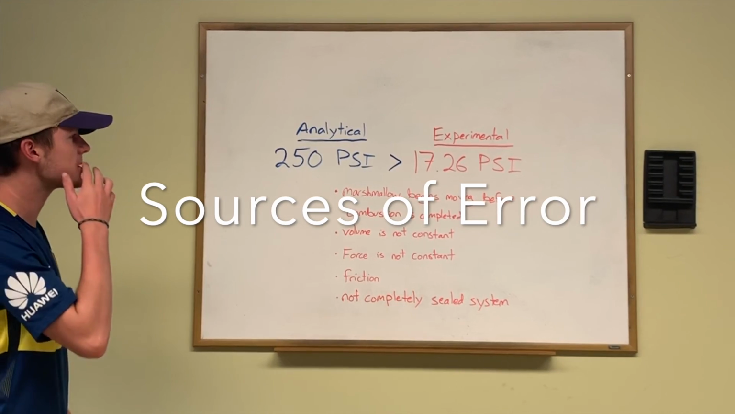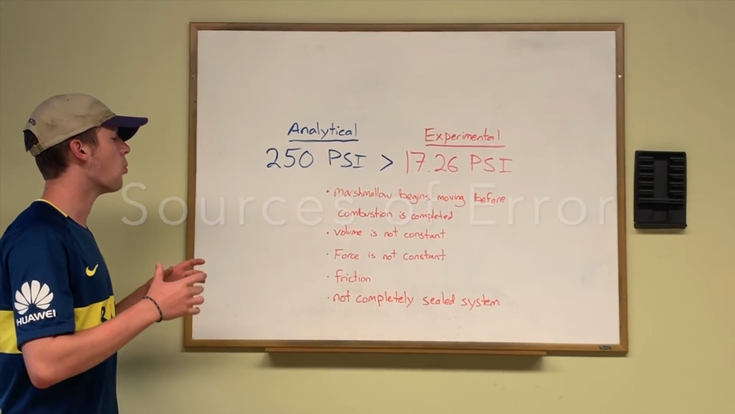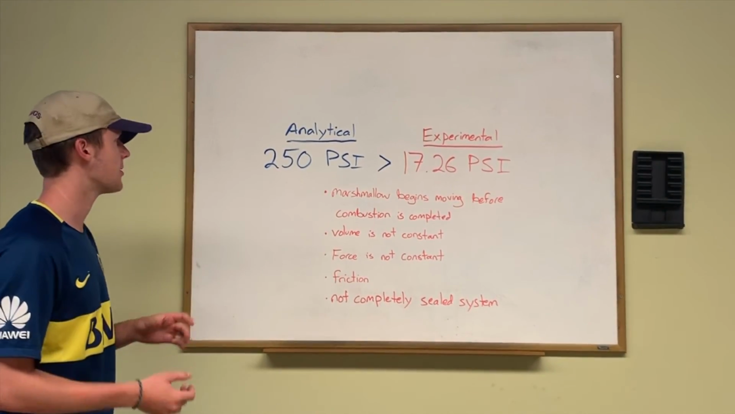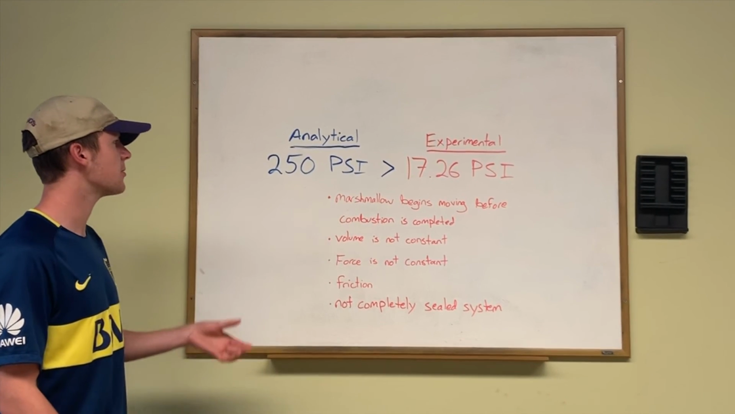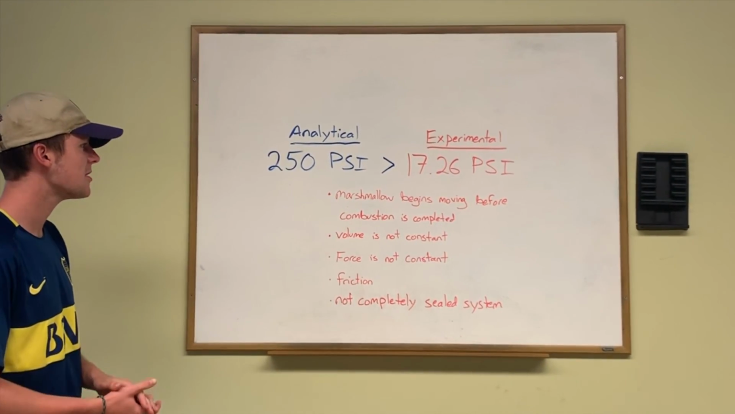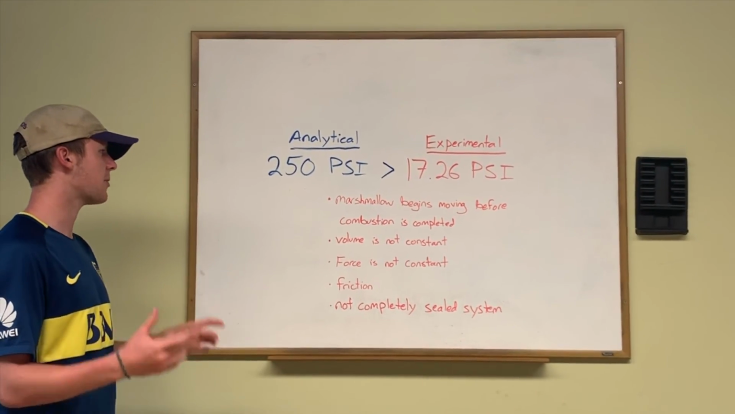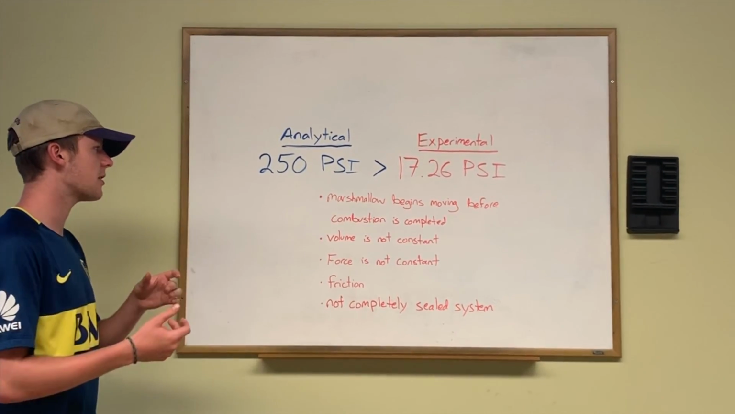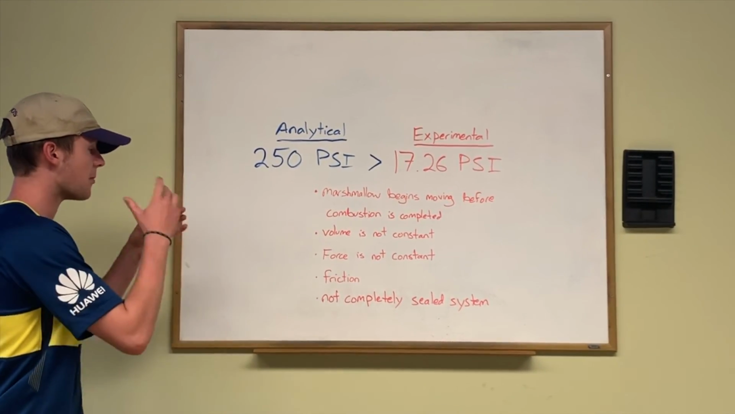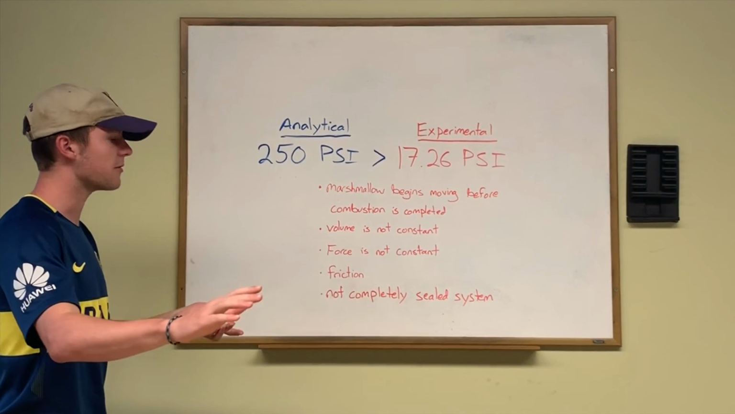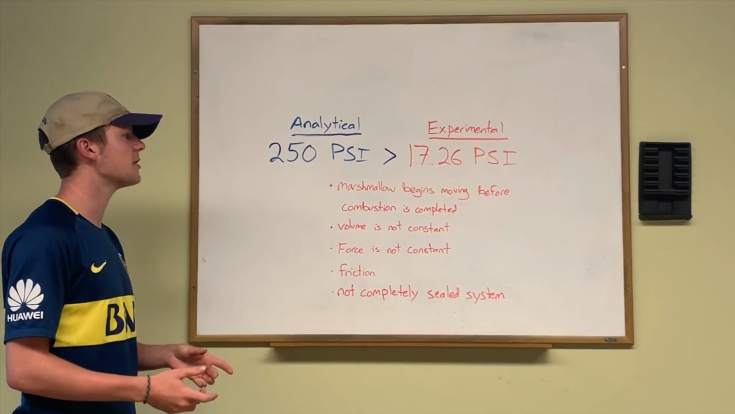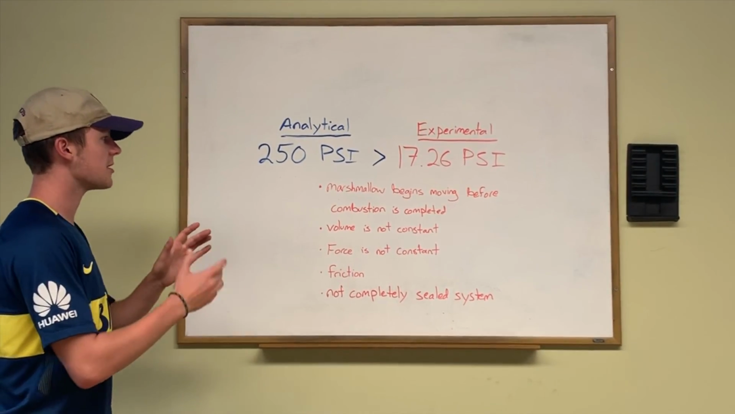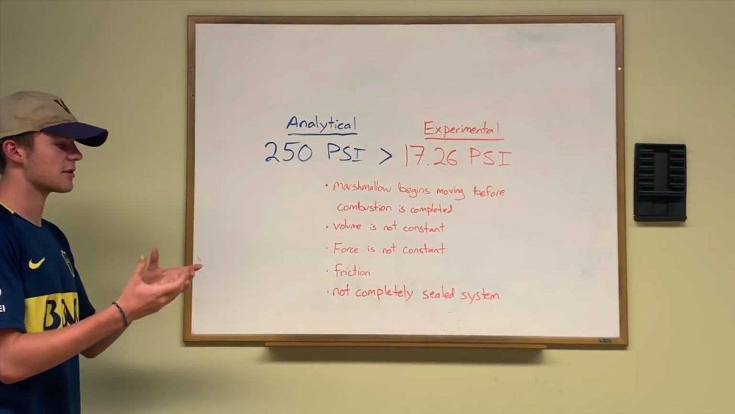All right, so we just want to talk a little bit about why the reality of our experiment was a little different than the analysis we conducted, which we assumed was occurring at constant volume. There are a lot of factors playing a part in this. One is that the reaction rate isn't fast enough, so the marshmallow begins to move through the tube before combustion is completed. The volume is not constant because the marshmallow is moving, so the reaction is occurring in a different space.